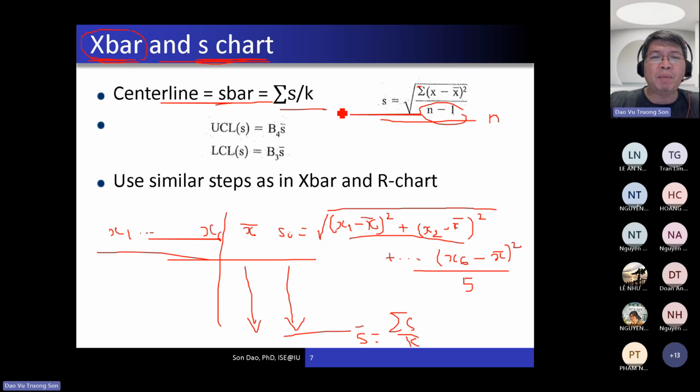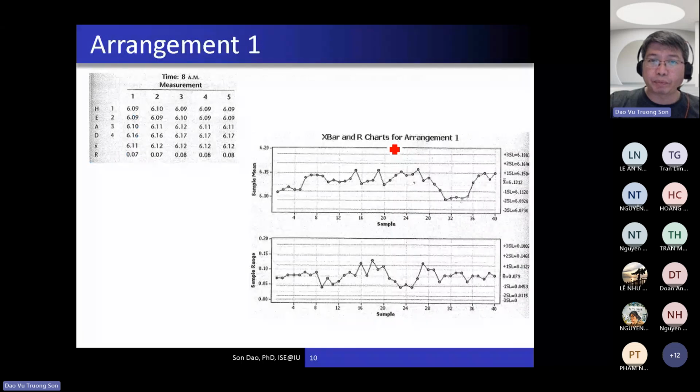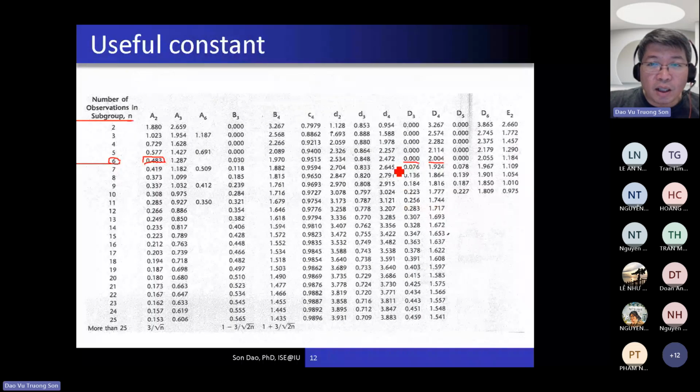For the upper control limit for the S chart, we use the B4 constant times S bar. The lower control limit is the B3 constant times S bar. And where do we find B3 and B4? Again, in the same table of all of the constants. B3 is 0.03 and B4 is 1.97. All right, so almost 0 and 2.